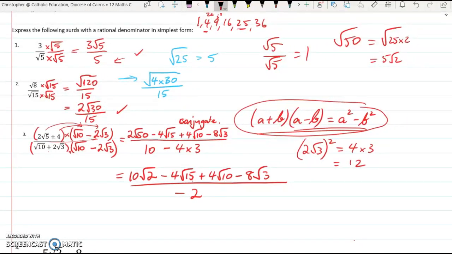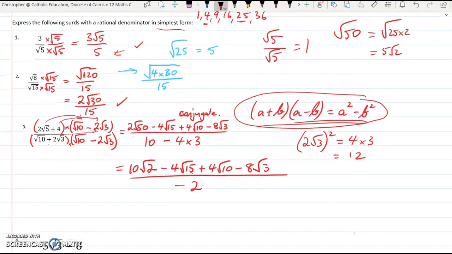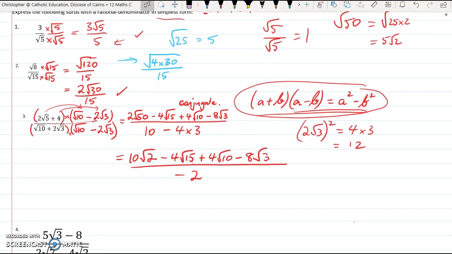Now it says to leave it in simplest form. Now at the moment it's kind of correct, but we can simplify. And we should simplify by looking at the coefficients of all these. We kind of call it a coefficient because you kind of treat these like like terms up the top, or like surds, but there's no like surds that we can add together. So what I want to do is take out negative 2 as a common factor for all of these in the numerator. And I'll show you why negative 2.